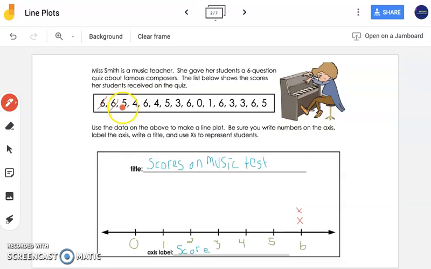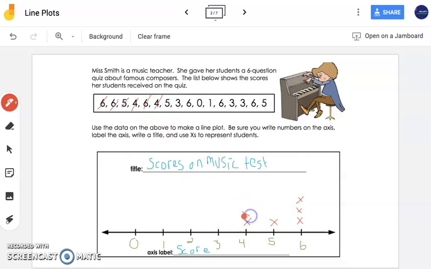Now I have 5. That means one student received a score of 5. And notice I'm now putting an X above 5 to represent that one student received a score of 5. Now I have 4. Notice I'm crossing it out so I don't repeat any pieces of data. Now I have 6 again. That means my third student scored a 6. And now I have 4.